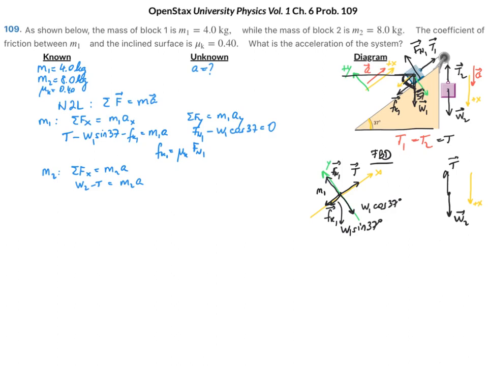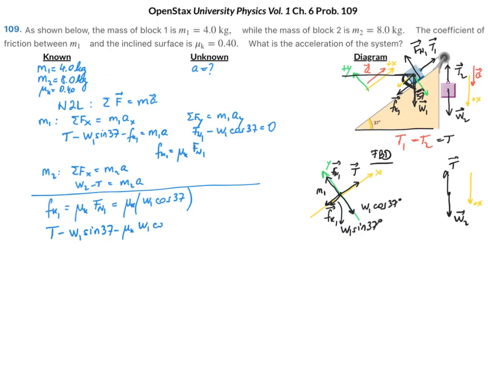So then I will have Fk1 is equal to mu k Fn1, but Fn1 is actually W1 cosine 37. Now I'm going to take this friction force and plug it into there. So I will now have tension minus W1 sine 37 minus the friction force. So that is mu k W1 cosine 37 equals m1a.